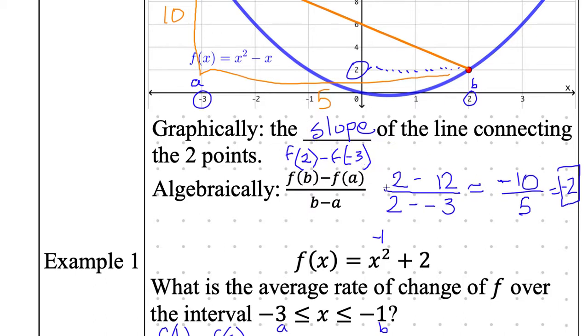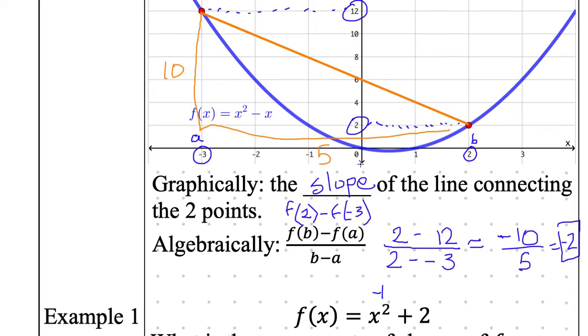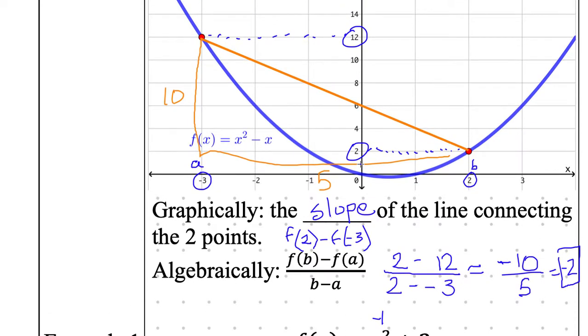How did the 3 turn into a 12? So f of -3, this thing right here, is saying, what is the height at x equals negative 3? At negative 3, the height is 12. Oh, okay. That makes sense. And then f of 2 says, what is the height at 2? If I go over to 2, the height at this point is 2.